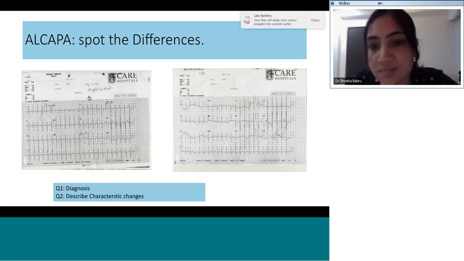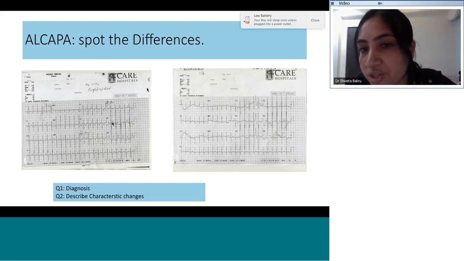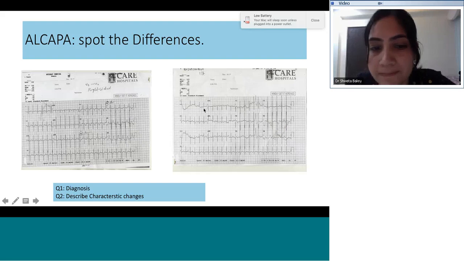There are two ECGs. What do you think? What has happened to this patient? It is the same patient. So are the ECGs similar? Are they the same ECGs?